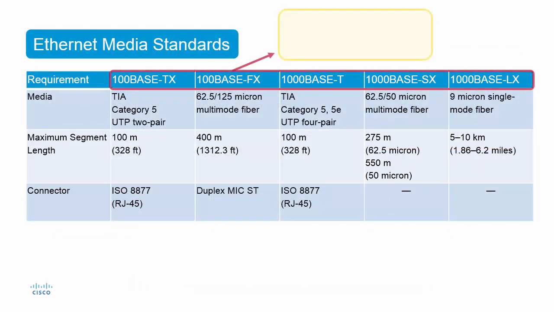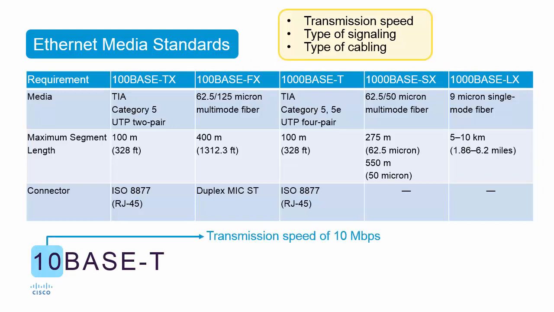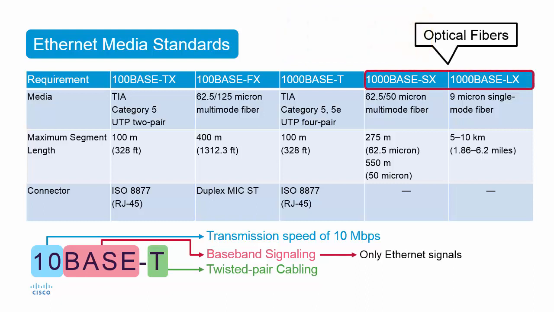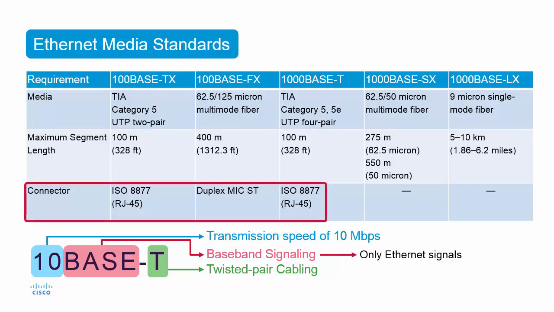The names of the standards specify the transmission speeds, the type of signaling, and the type of cabling. For example, in the standard name 10BASE-T, the 10 refers to a transmission speed of 10 megabits per second. The word base refers to baseband signaling, which means that only Ethernet signals are carried on the medium, and the letter T represents twisted pair cabling. 1000BASE-SX and 1000BASE-LX are examples of optical fiber. You can also see that different standards have different maximum segment lengths and they use different connectors.